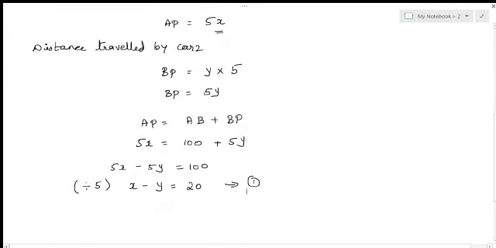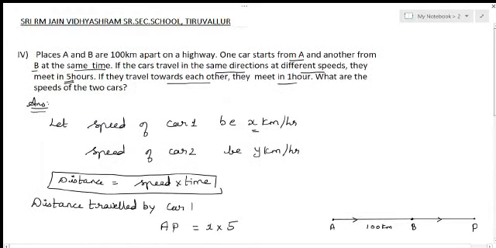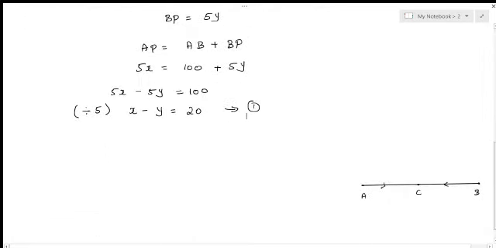You can see the next one. They have given that if they travel towards each other, they meet in 1 hour. So again the two places A and B, and the total distance is 100 kilometer. Car 1 starts from A and car 2 starts from B. They travel towards each other and meet at the point C. Let this be case 2.